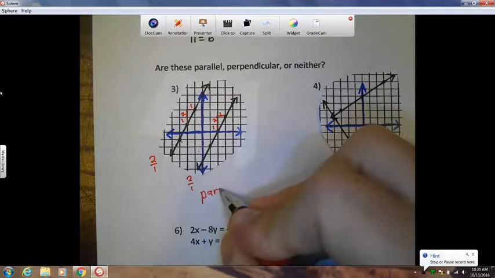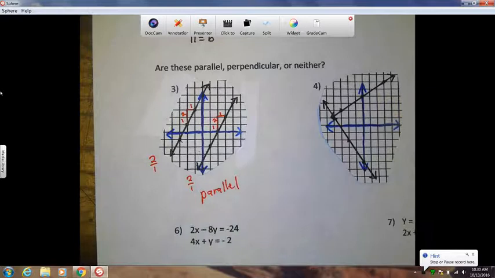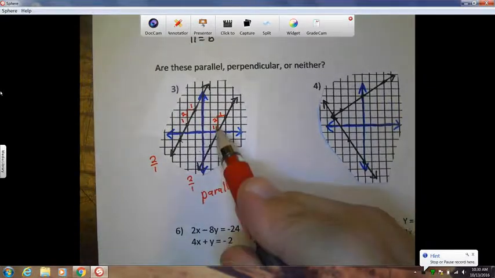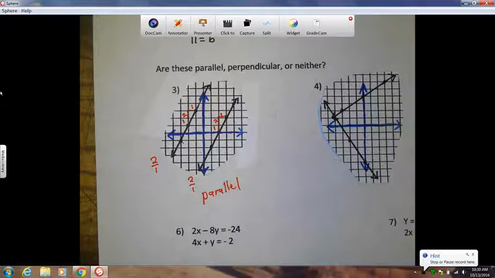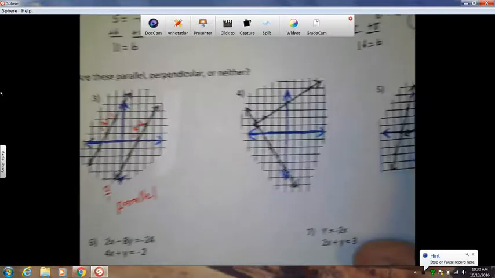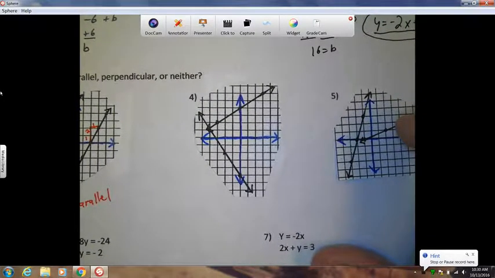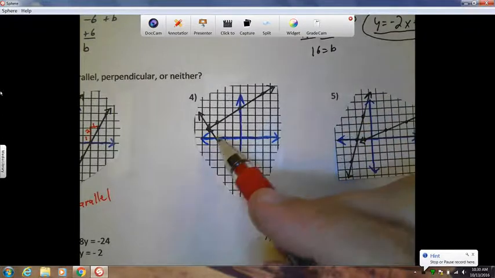Remember, don't guess. Count the slopes. See if it's the same. Let's look at the other one. I need to find the slopes. I know they're not parallel because they cross. So it's either perpendicular or neither.